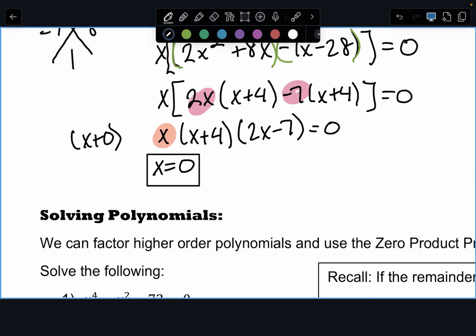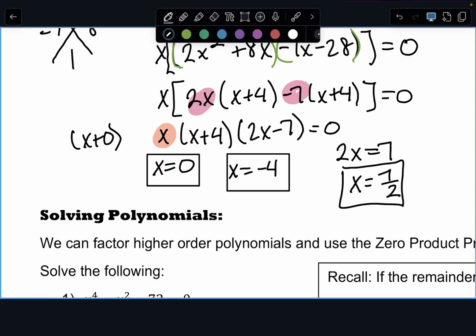If I set x plus 4 equal to 0, what do I get? Negative 4. And then if I set 2x minus 7 equal to 0, I add my 7. Divide by 2, we get 7 over 2.